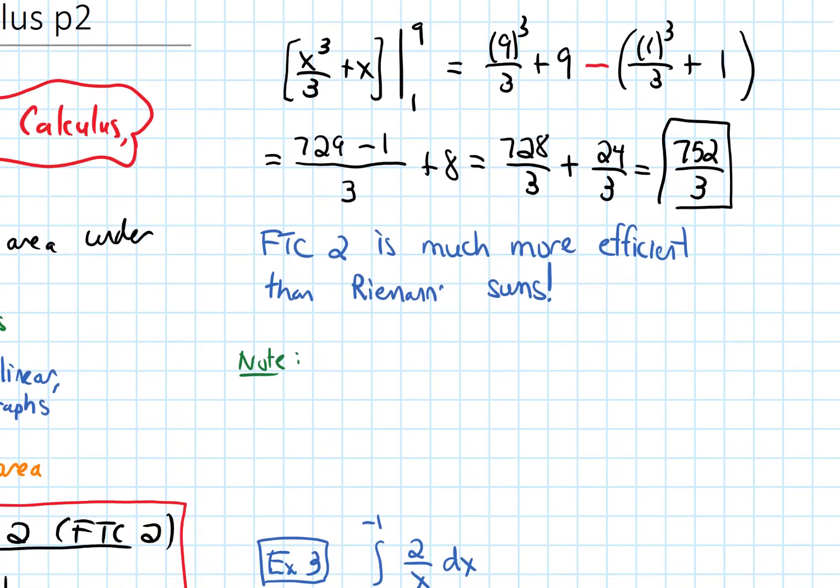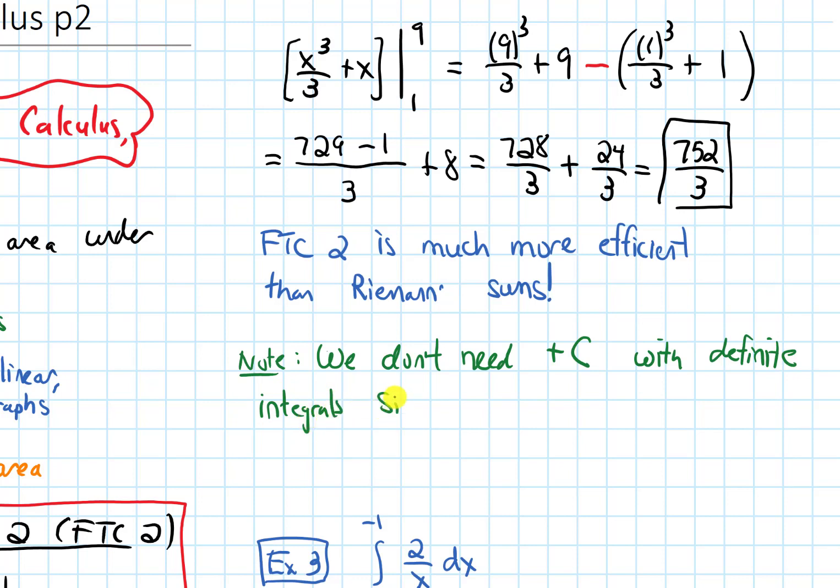Okay, I want to make one note before we do some more examples. When we do a definite integral, we don't need to write the plus c. With definite integrals, we don't need to write that plus c, since they would cancel when you subtract.